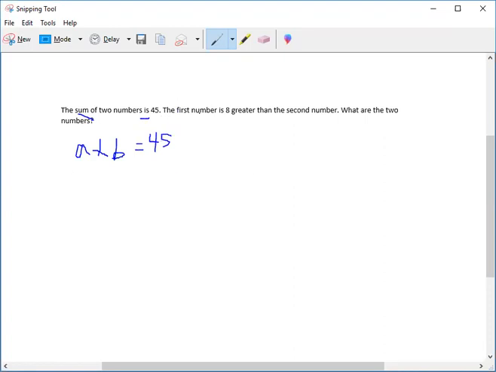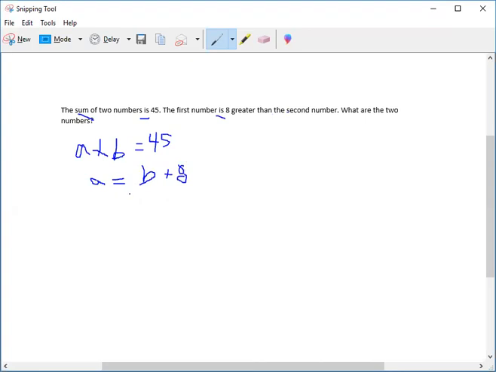So new sentence. The first number, our first number is a, is, so that's our equals, 8 greater than the second number. So often we kind of write that as a plus 8 greater. We could write it at the beginning, but it's kind of easier to see that the plus is there if we write a plus 8. Then the second number, and our second number was b.